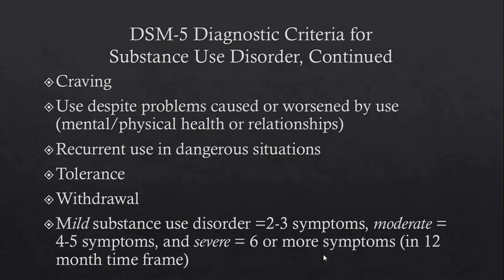Okay, so there were 11 criteria that I just mentioned. When we're diagnosing people, we look at a 12-month time frame, and if they have 2 or 3 of those symptoms within that time frame, they'd have a mild substance use disorder. 4 or 5 symptoms would be moderate substance use disorder, and severe substance use disorder would be 6 or more symptoms in that 12-month time frame.